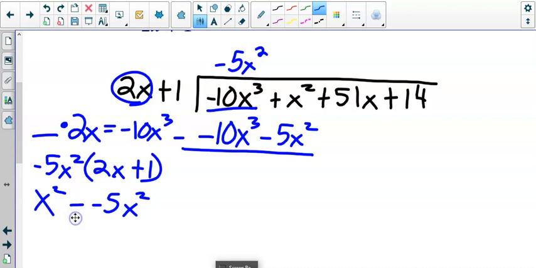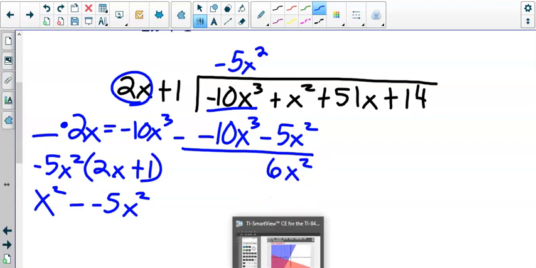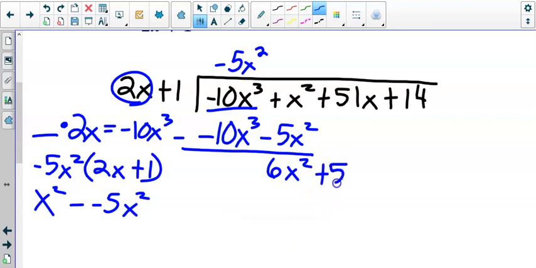So what happens with two negatives by each other? So what is basically x squared plus 5x squared? 6x squared. And then everybody over here does what? Comes down. It trickles on down like Tetris. All right, moving on.